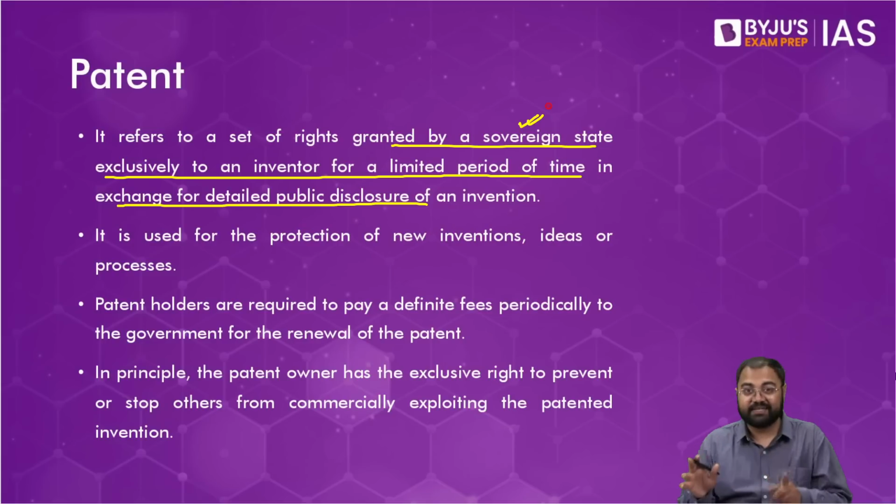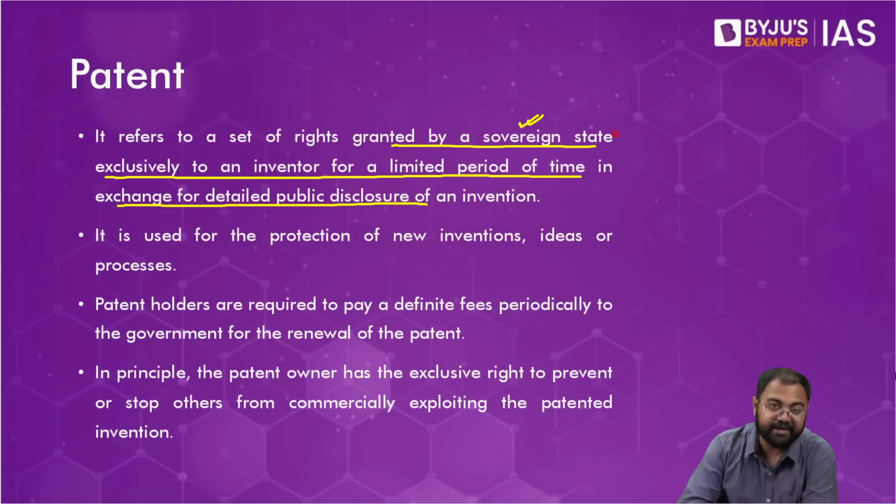The government will then check whether another product exists which is similar to your product. They'll do all that background check, and if they find that there's nothing which is similar or does not have a very high amount of similarity, then in that case a patent might be granted to you. So in this manner we see that a detailed public disclosure has to be done.